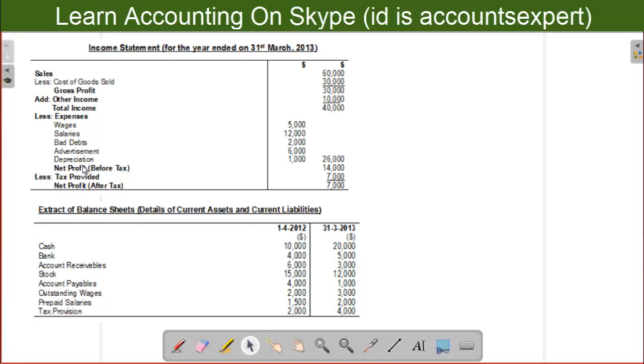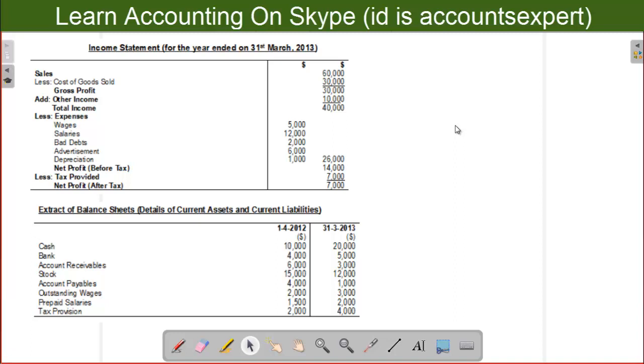Apart from this income statement, we have one extract of balance sheet that shows only the detail of current assets and current liabilities. So see which current assets and current liabilities we have. Cash is there, bank is there, account receivables are there, stock is there, account payables are there, outstanding wages, prepaid salaries and tax provision. And now we are to prepare cash flow from operating activity. Only operating activity we are to prepare.